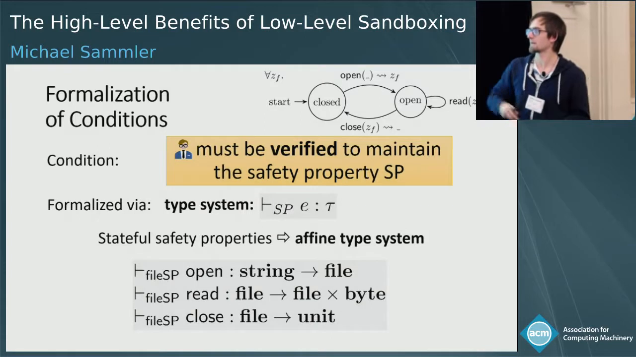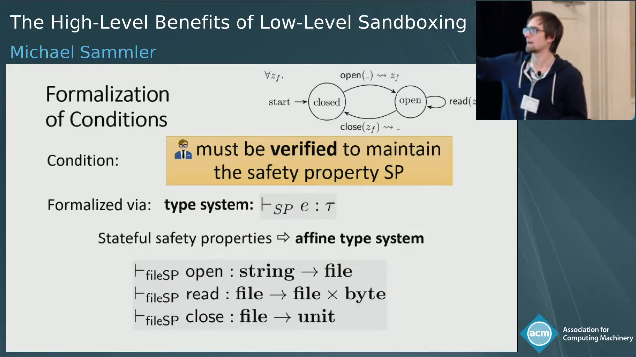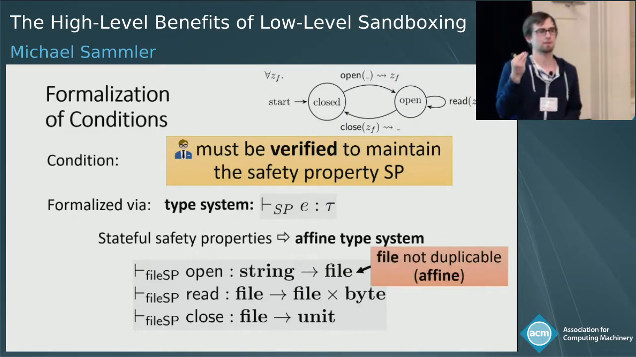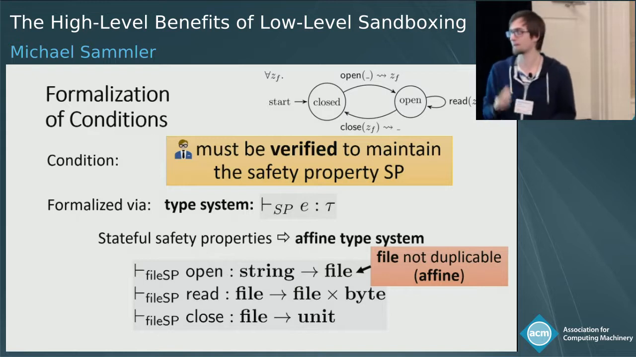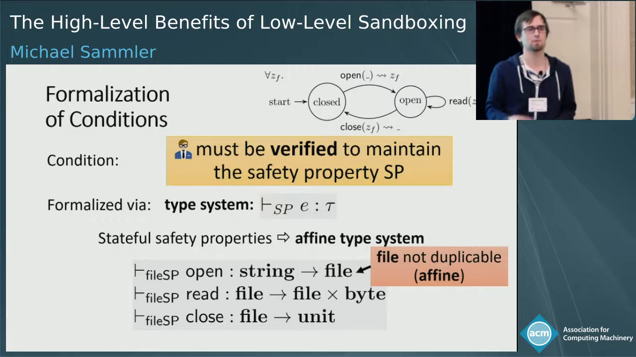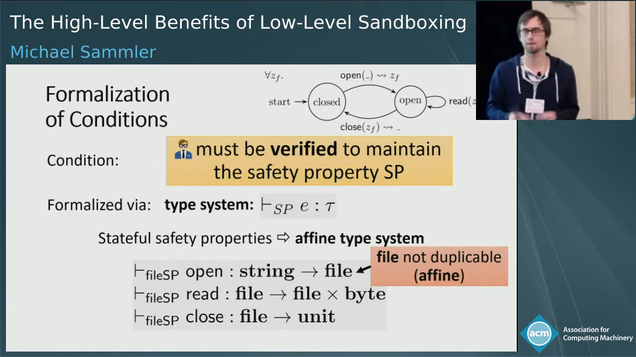So if we look, for example, at this open, read, and close function in our type system, we can type them at these types where we use this abstract file type, which represents an open file handle. And the crucial part is that this file type is non-duplicable. It's an affine type, which means that whenever we pass it to close, we cannot use the file anymore, which is exactly what we need to enforce this safety property.